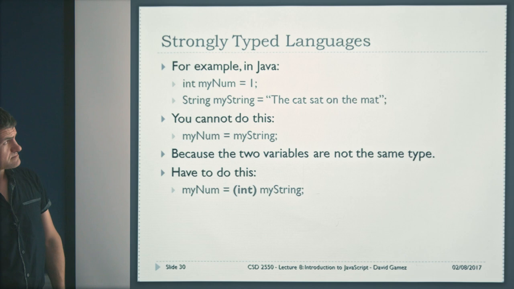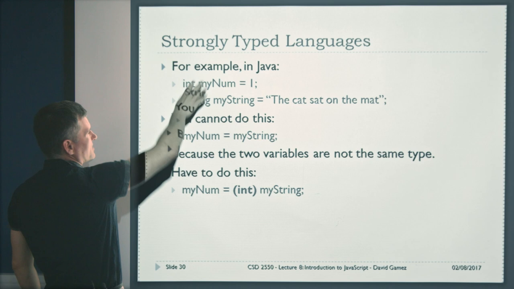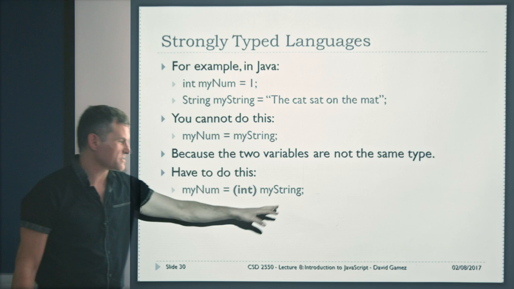So in Java, we might say integer myNumber equals 1, or string myString equals "the cat's out on the map". In Java, you have to declare these within the program, and changing them is complicated. You have to cast explicitly to interpret myString as an integer. In that case, it will do its best to interpret the string of ones and noughts as just a simple number. Possibly, I'm not even sure that will work.